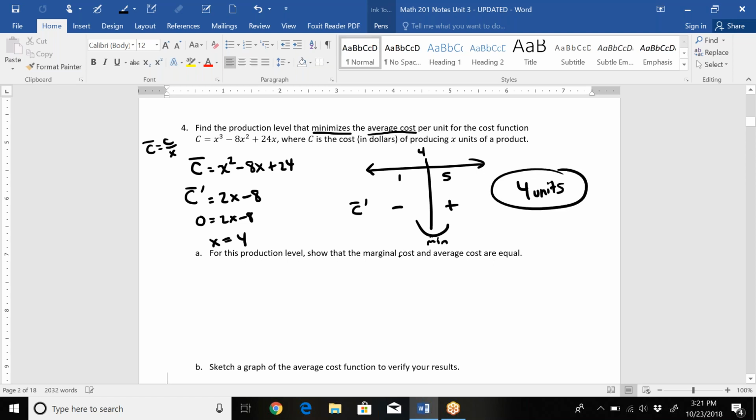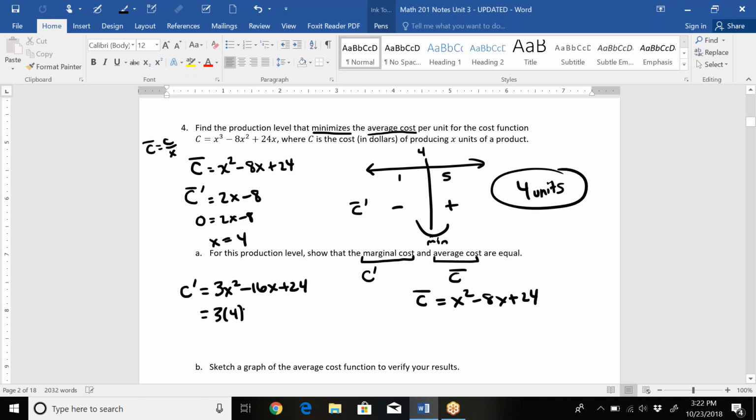For this production level, show that the marginal cost and the average cost are equal. Remember, marginal cost is when you use the derivative of the original function at a value, and average cost is C bar. So when we take the original function and take the derivative of it, that would be 3x squared minus 16x plus 24. We know that C bar, which we already did from before, was x squared minus 8x plus 24. What we want to show is that for 4 units, marginal cost and average cost are exactly the same. So we're plugging in 4 for both of them.